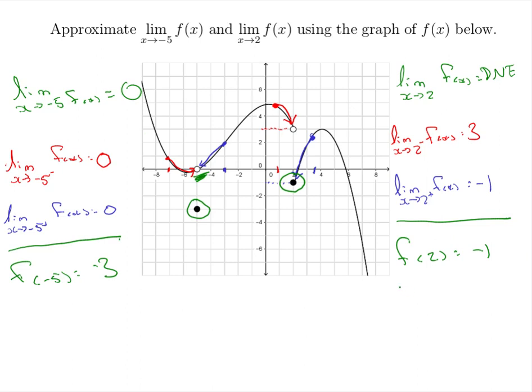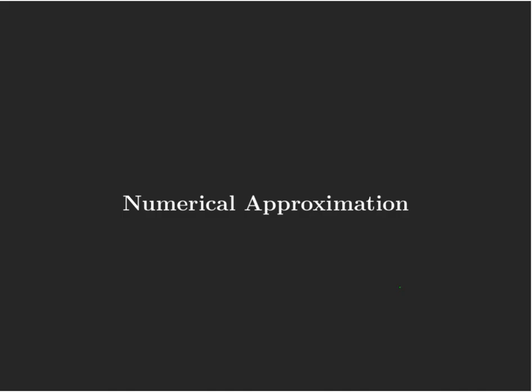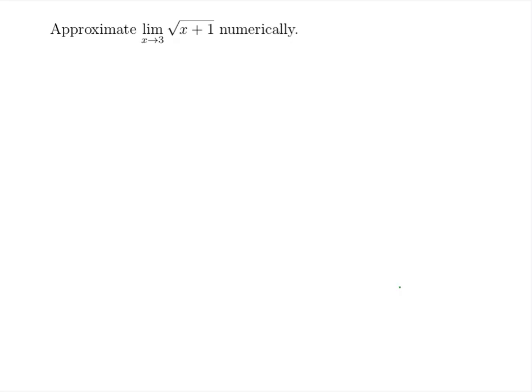So that's an example of how to read these things graphically. Let's do a numerical approximation. I've got a nice limit here that we can estimate numerically. What we're going to do, again, is try and figure out what's going on with a left-sided limit. We'll see what happens as we get close to 3 on the left for this function. And then we'll try and figure out a right-sided limit after that. We'll see what happens as x gets close to 3 on the right here.